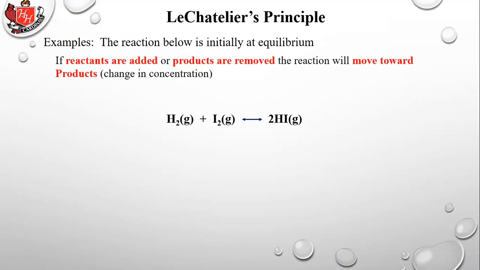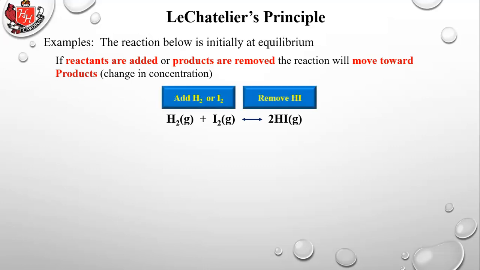Okay, so the reaction below is initially at equilibrium. If reactants are added or products are removed, the reaction will move towards products. That's a change in concentration. So let's say we add the reactants on the left, H2 or I2, or we remove HI on the right, then it's no longer going to be in equilibrium. So the reaction is going to want to move to create more HI. And that's going to favor products.